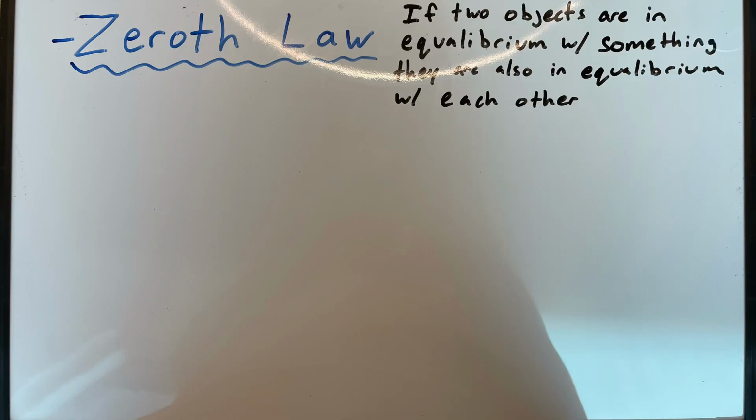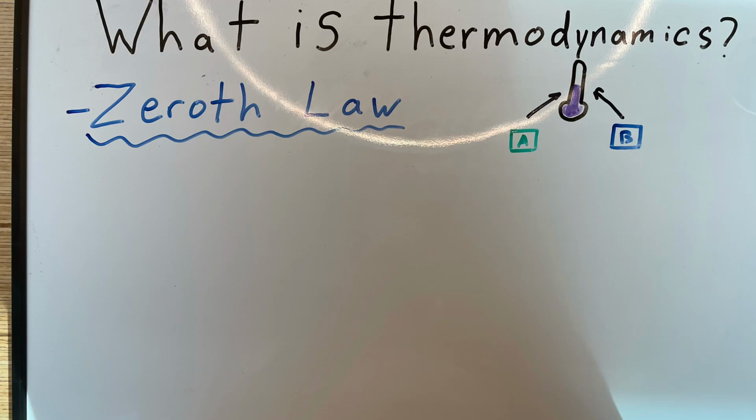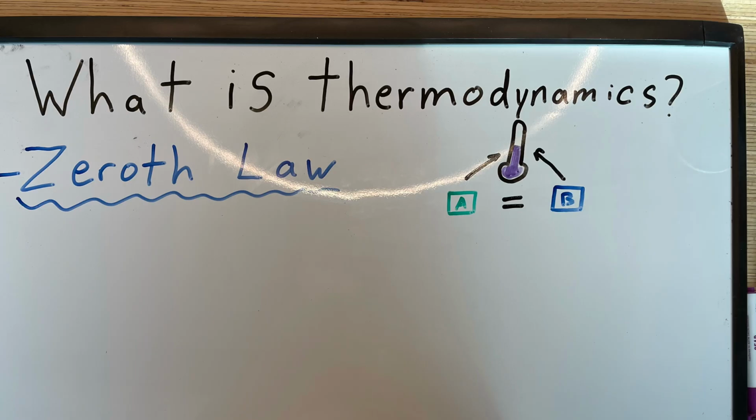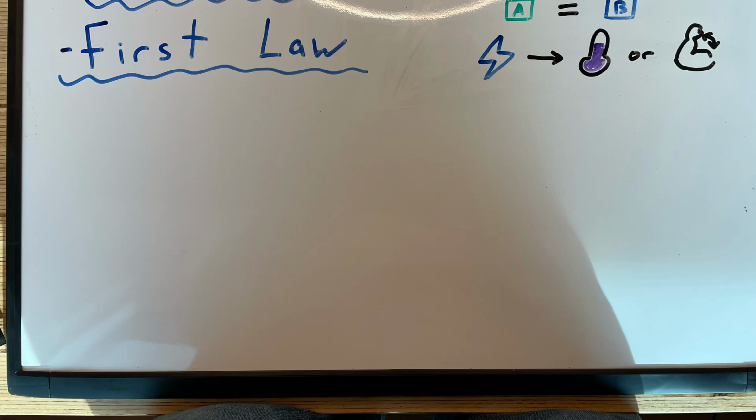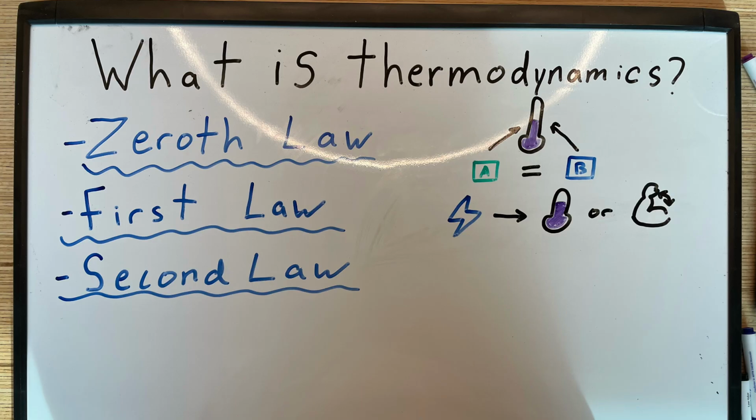The 0th law states that if two objects are at thermodynamic equilibrium with a third object, these two objects are also in equilibrium with each other. This law is why thermometers work and can show temperature. The 1st law states that energy cannot be created or destroyed, only transferred. For example, turning electrical energy into heat or mechanical work.